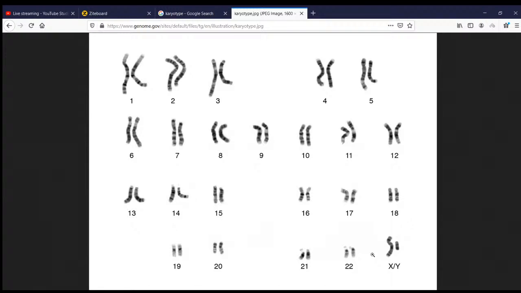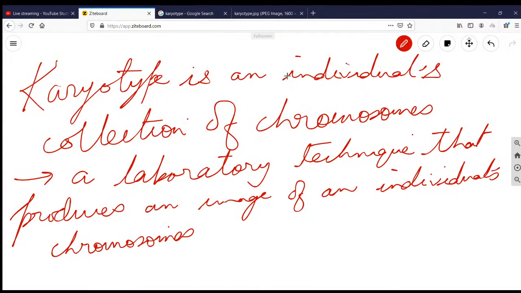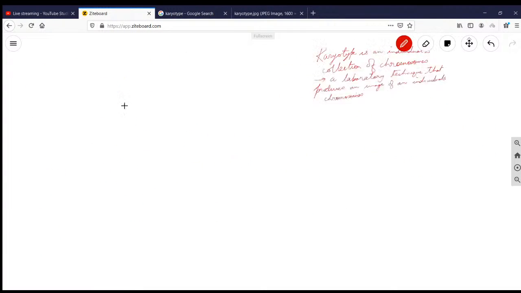And one more thing I'll tell you is we have something known as the short arm and long arm of a chromosome. So the short arm is known as the petite arm, P. Petite means shorter. The long arm is known as Q. Q is the longer, and Q comes after P, so it is the longer arm. So that is how it is labeled.